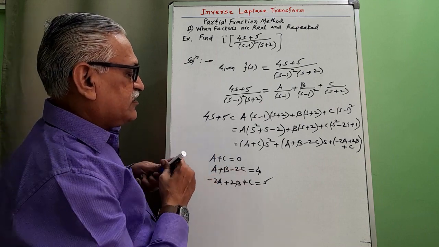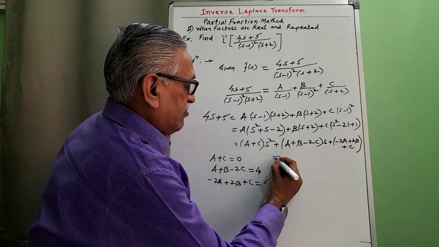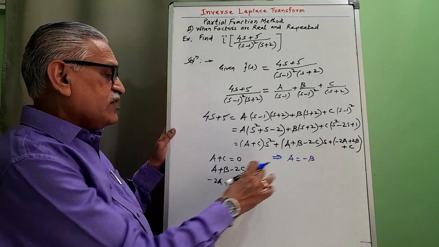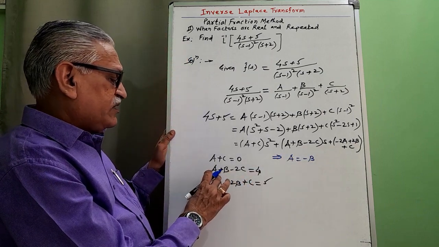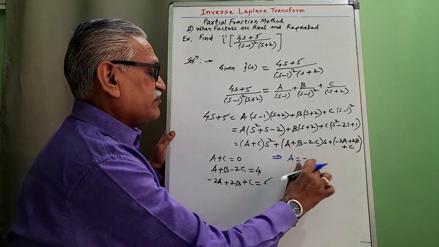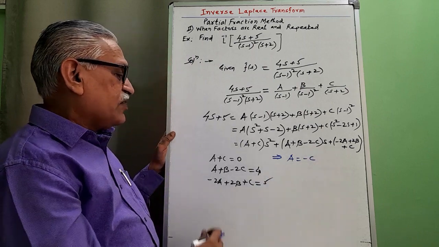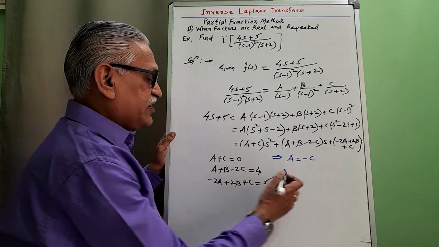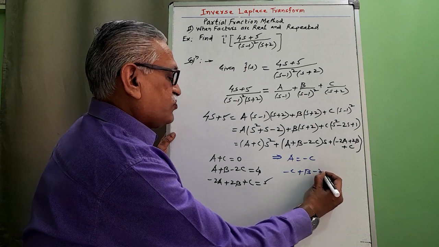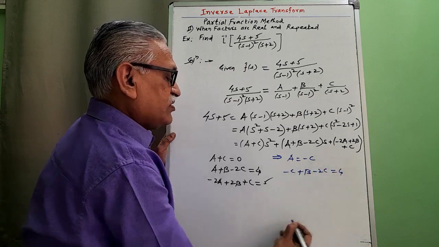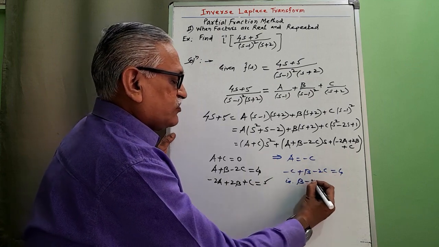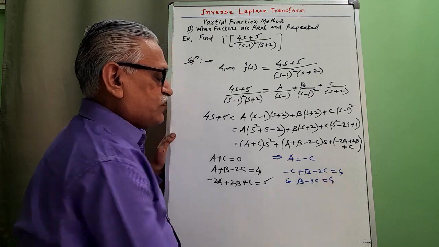From this we get, this implies a is equal to minus b. Put that value of a as minus b here, we get a as minus c. Substitute a as minus c here, we get minus c plus b minus 2c is equal to 4. That is nothing but b minus c minus 2c, we get b minus 3c is equal to 4.